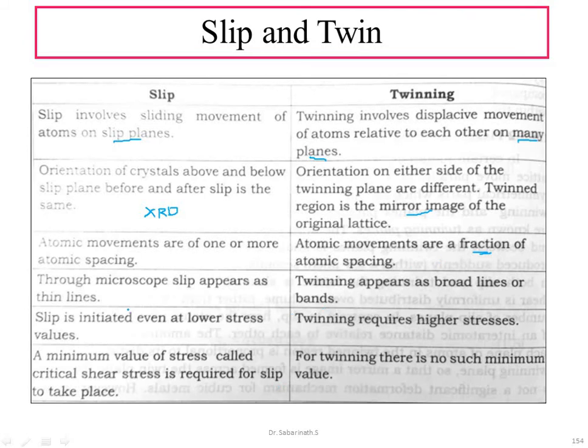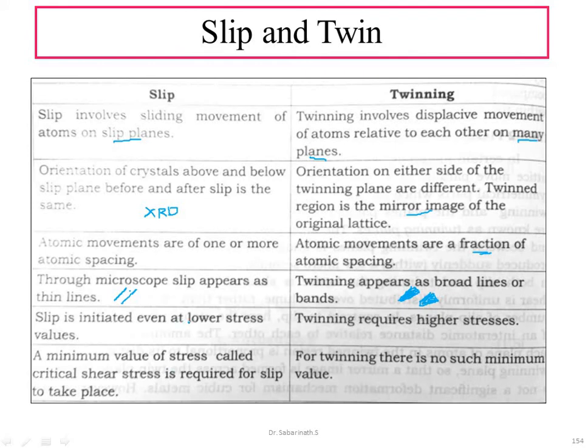Through a microscope, slip appears as thin lines. We can see it as just small, thin lines. But here it appears as a broad line. To look like broad lines through the microscope. Okay, these things we will see in the next slide. More clear images we can see in the next slide.